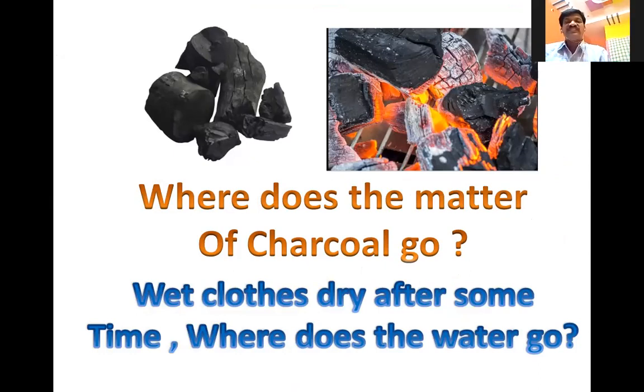Here we are observing a picture of charcoal. When you burn the charcoal, the matter disappears after some time, on completion of the combustion. Where does the matter of charcoal go? Simply we say that before the combustion, the mass of the charcoal is more. After completion of the combustion, the weight is very less. We observe only ash. Some smoke goes out and some heat evolves. Heat, ash and smoke evolve in the combustion of charcoal.